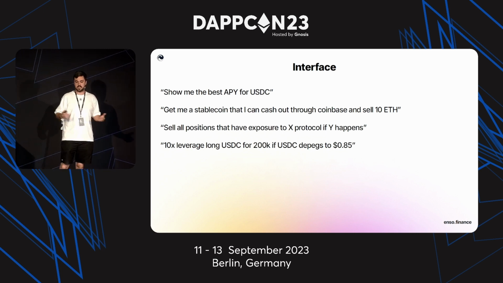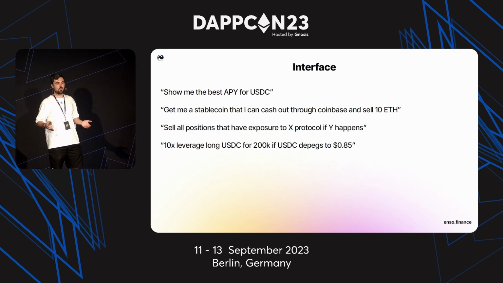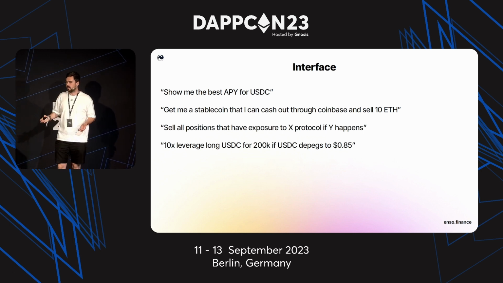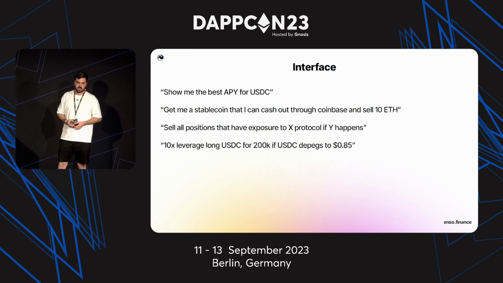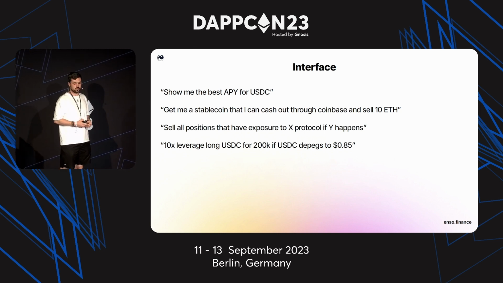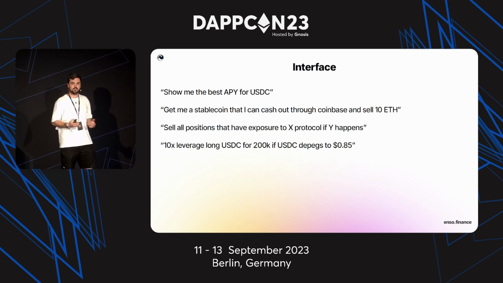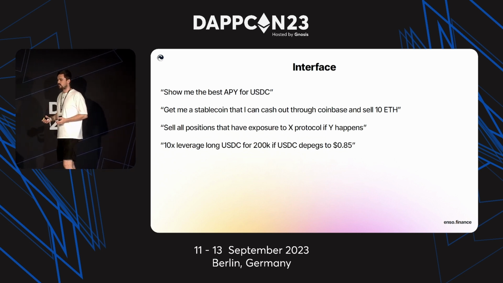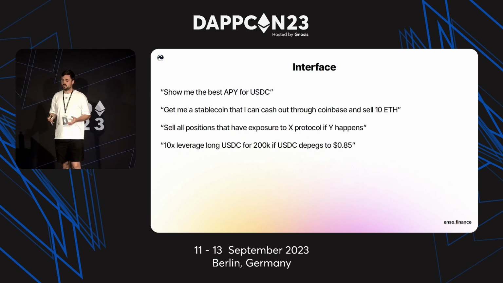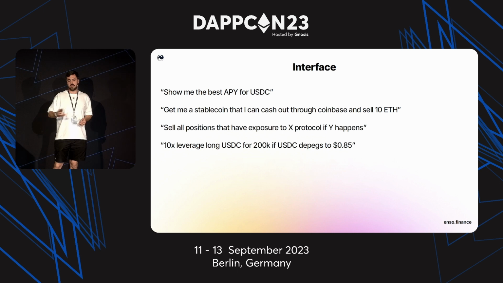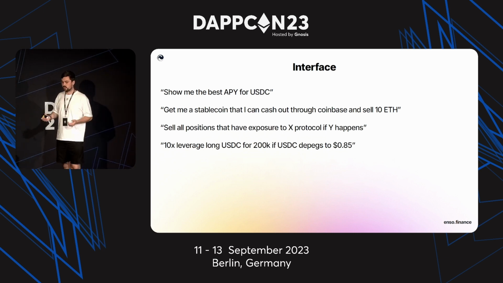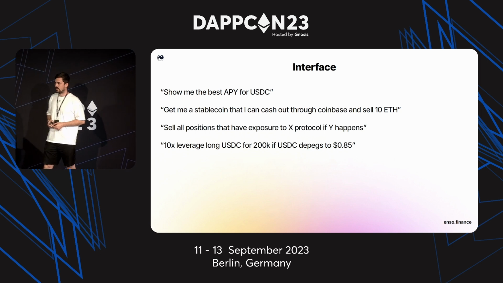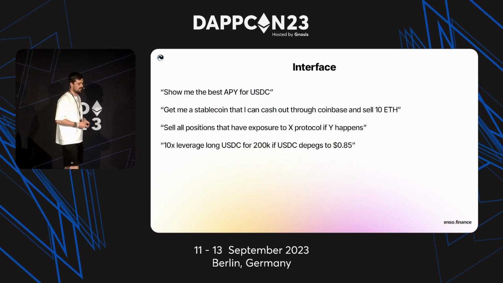So you can have like, show me the best APY for USDC. The user doesn't care what protocols are underneath. They only care about making money. Get me a stablecoin that I can cash out through Coinbase and sell 10 ETH. Sell all positions that have exposure to a particular protocol. So if a protocol in DeFi gets hacked, pretty sure everyone's aware, then most of the ecosystem is just Russian dolls. So if one protocol gets hacked, then many get affected by this over time. You could even set different criteria on these interfaces, do 10x leverage long for 200K if USDC depegs to 85 cents. This was a great trade, by the way.